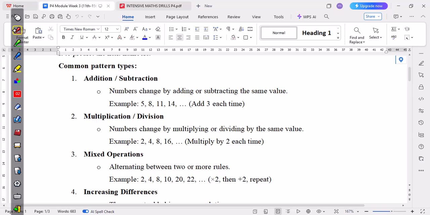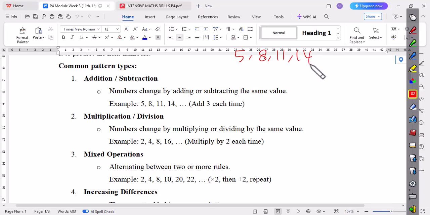So here we have the example 5, then we got 8, 11, and 14. It means if we find the difference of these numbers, we got plus 3, and this one plus 3, plus 3. So if they ask for the next number, it will be plus 3 as well. Then we have 17. So this is the addition pattern.